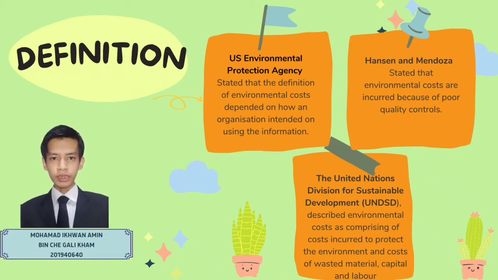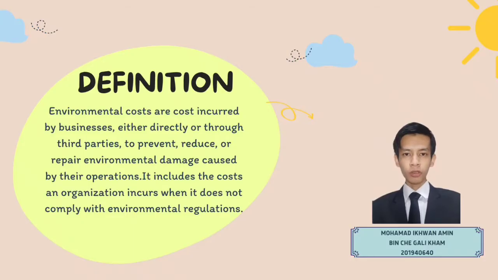The United Nations Division for Sustainable Development (UNDSD), on the other hand, describes environmental costs as comprising costs incurred to protect the environment, for example, measures taken to prevent pollution, and also costs of wasted material, capital and labor, for example, inefficiency in the production process. From all these variations, environmental costs can generally be said to be costs incurred by a business, either directly or through a third party, to prevent, reduce or repair environmental damage caused by their operation. It includes the cost an organization incurs when it does not comply with environmental regulation.